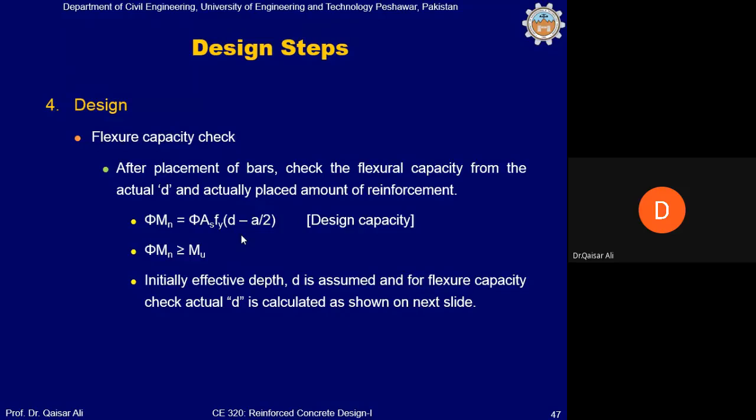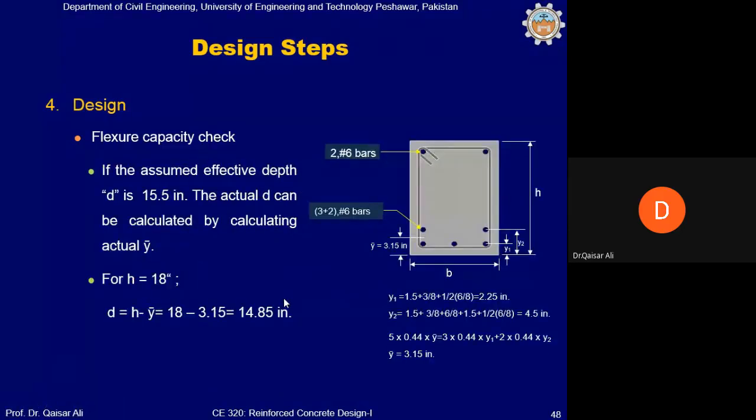So what we do is that initially we will assume some effective depth of the beam in order to calculate the area of steel, but finally this effective depth must be checked. This is checked like this. If this is a beam, the cross section of a beam, the total depth of the beam is h. Let's say the beam depth is 18 inch.